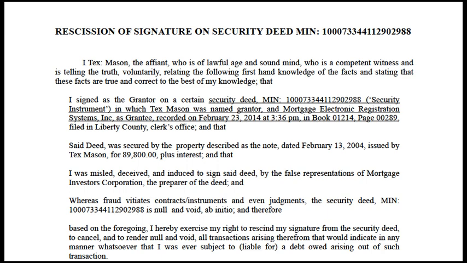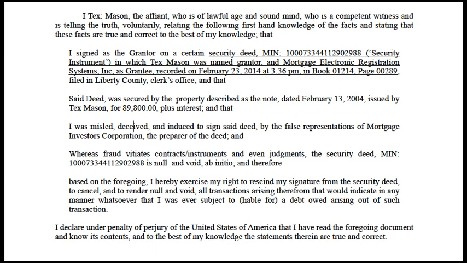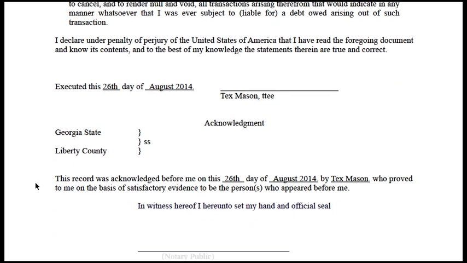Voluntarily relating to the facts stated below, blah, blah, blah. Anyway, you can read this, and it basically lays out everything we stated above, that we were misled, deceived, induced to sign by false representations of the mortgage investor company and whoever else, the preparer of the deed, and whereas fraud vitiates, I think I said that word correctly, all contracts and instruments, even judgments, the security deed number whatever is now null and void. Therefore, based on the foregoing, I hereby exercise my right to rescind my signature from the security deed, to cancel and to render null and void all transactions arising therefrom, that would indicate in any manner whatsoever that I was ever subject to, liable for a debt owed arising out of such transaction. And you would take this with an acknowledgement.